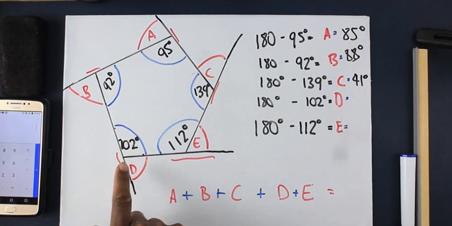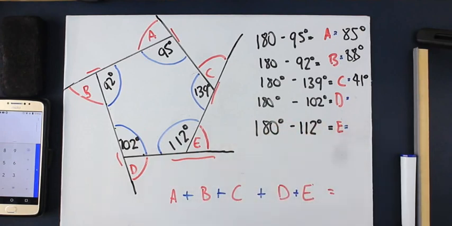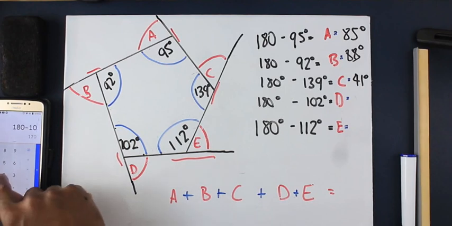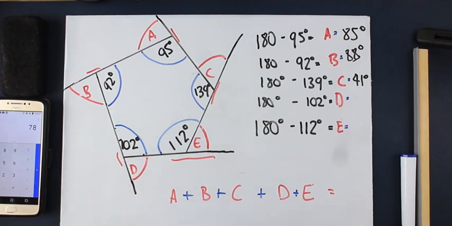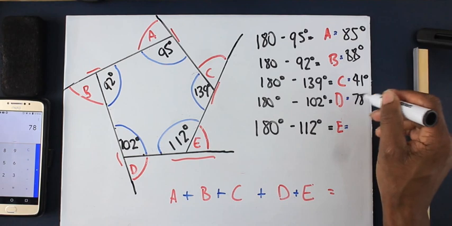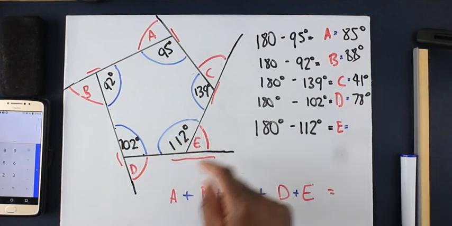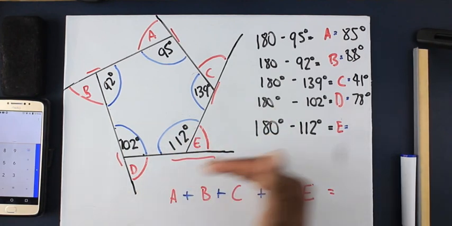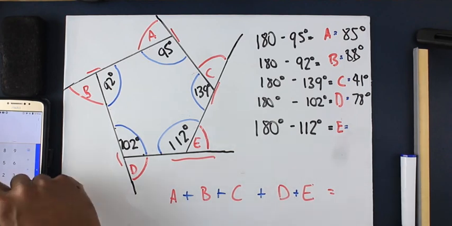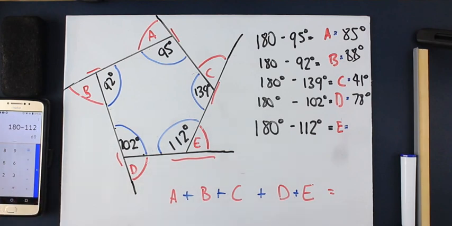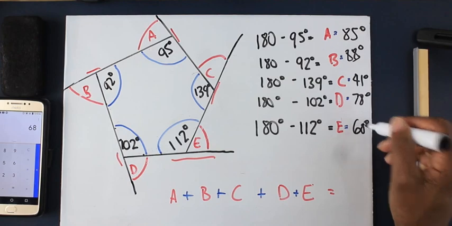Do the same with D. 180 minus 102, that gives us D equals 78 degrees. And finally, we want the angle of E. 112 degrees plus E equals 180, because they're on a straight line. So if we subtract 112 from 180, that's going to give us the angle E, which is 68 degrees.